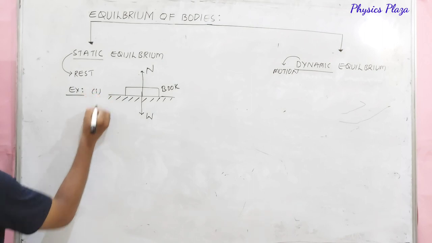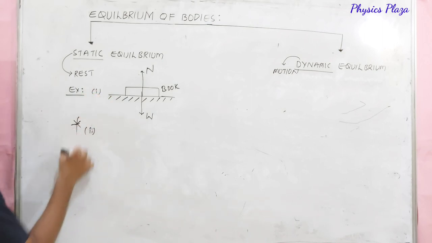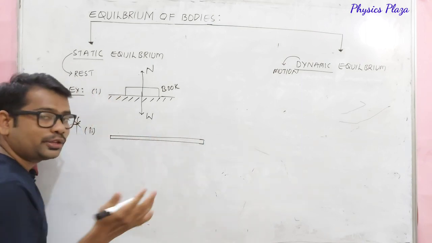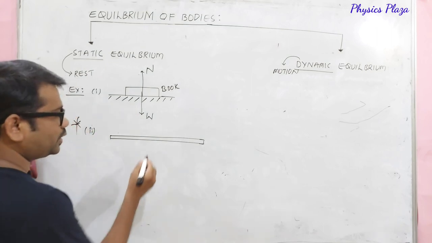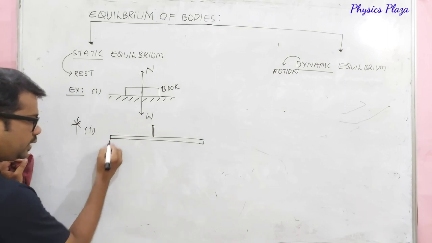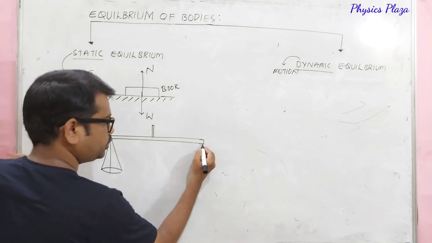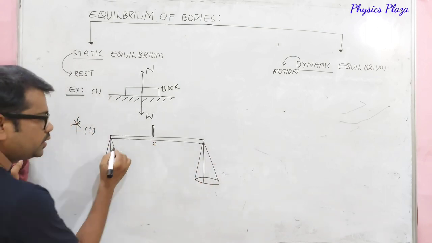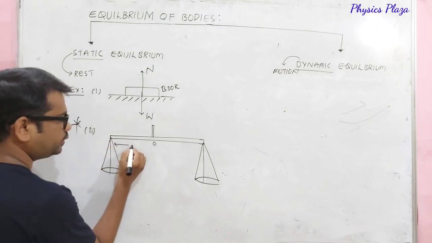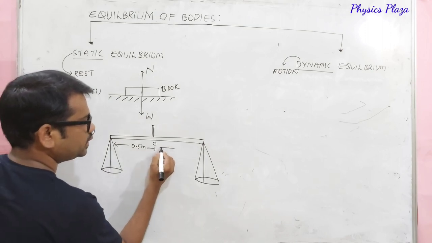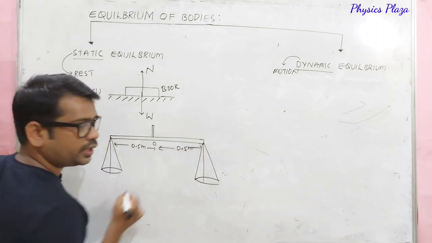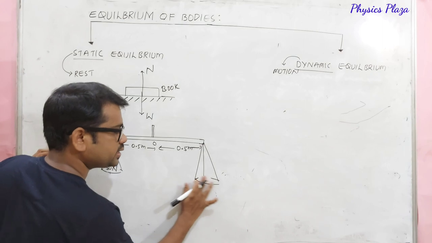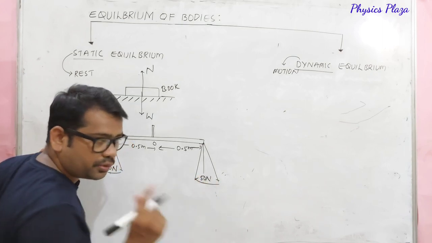Let us take one more example, dear children. This is very, very important. A beam balance, as you can see when you go to the shop, especially the vegetable market. Here is a left pan, and here is a right pan, and no doubt, the support is exactly in between. For example, it is 0.5 meters, just an example I am saying, and this side also will be 0.5 meters only. And here a 50 newton weight is placed, whereas here also a 50 newton weight is placed.